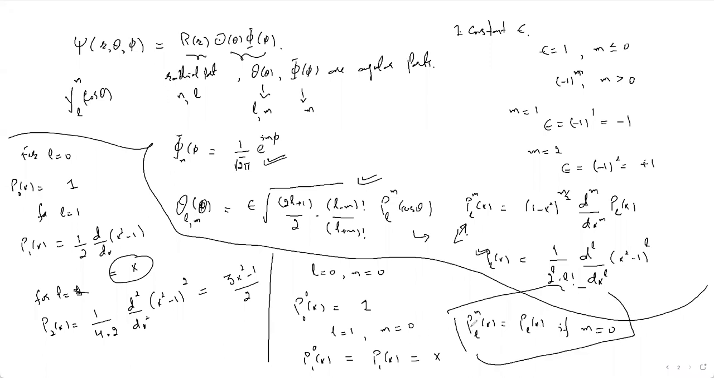So for example, for m is equal to 0, P30 of x will simply be equal to this P3 of x, (3x square minus 1) divided by 2. Fine. Similarly, we can find out the other values. Now as I said, m can take three different values. Again, when L is equal to 1, m can also take the value plus 1. So for L is equal to 1 and m is equal to 1.